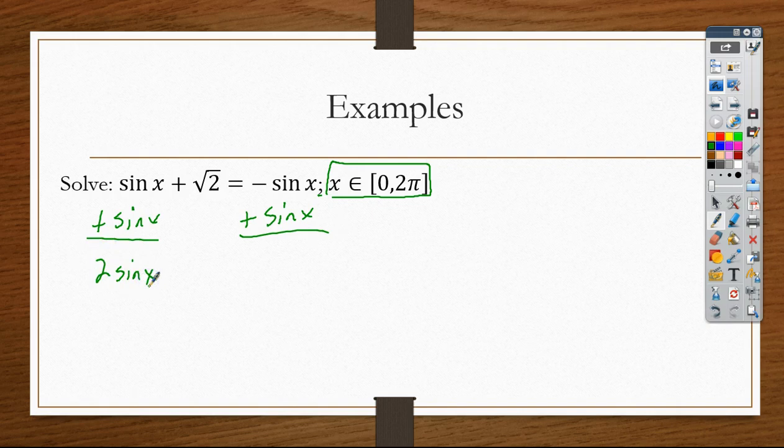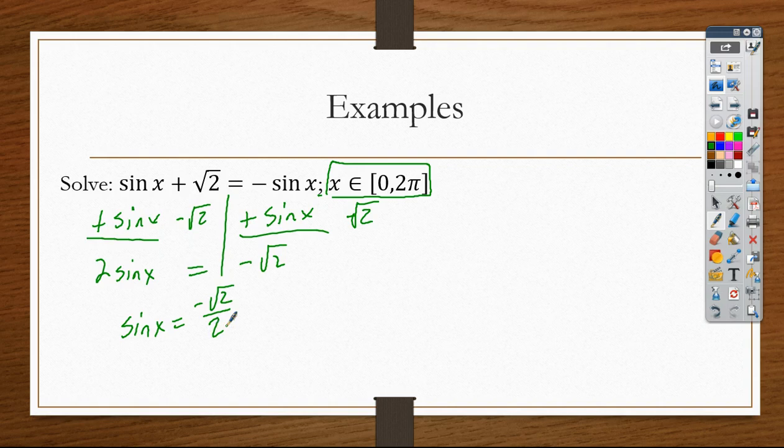And I'm going to do a second step because I believe you guys can handle this. I'm also going to subtract the square root of 2 over here. I'm going to subtract the square root of 2 over here too. So I'm going to get this as equal to negative square root of 2. Again, pretending that the sine of x is a big giant x, I divide both sides by 2. I get sine of x is equal to negative square root of 2 over 2.